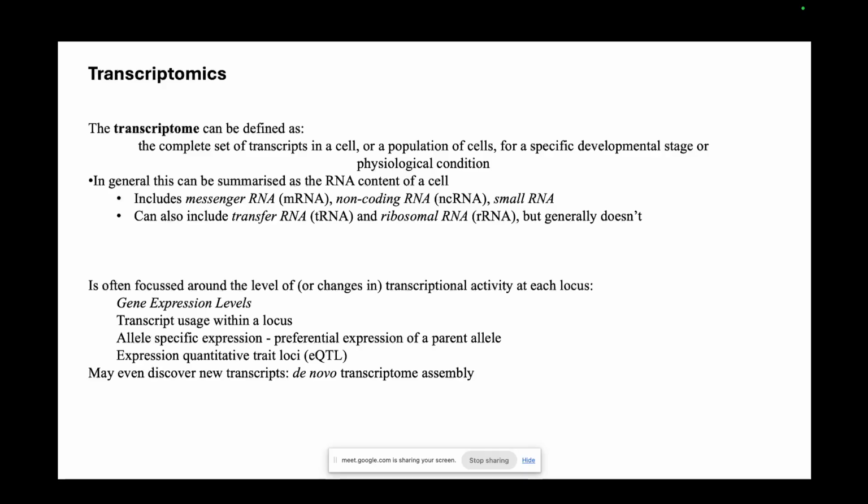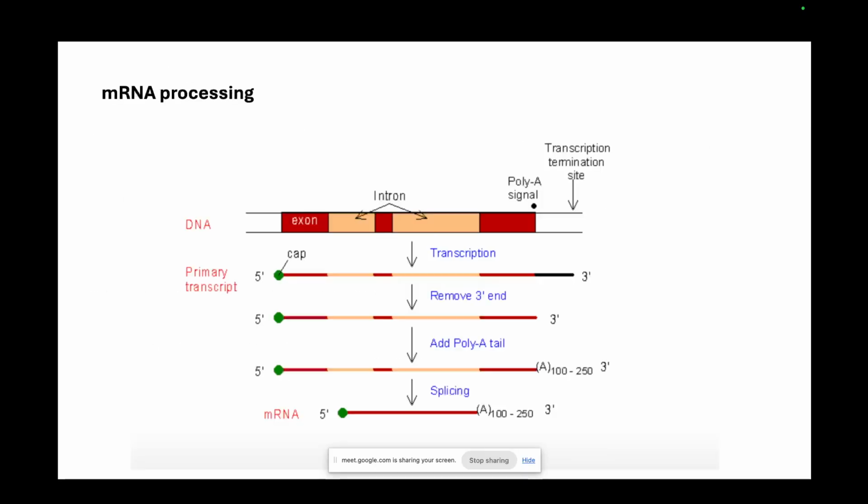Also, we use different types of transcriptomic technologies to find de novo, new transcripts, and basically do de novo transcript assembly as well. Okay, so just to give a primer about mRNA processing, how does mRNA look like? So this is the DNA, where you have exonic regions, intronic regions, and there is a transcription termination site. Upstream is basically a promoter, and a transcription start site, right?